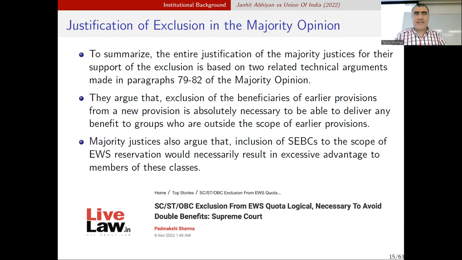So to summarize, the entire justification of the majority justices for their support of the exclusion is based on two related technical arguments made in paragraphs 79 to 82 of the majority opinion. They argue that the exclusion of the beneficiaries of earlier provisions from a new provision is absolutely necessary to be able to deliver any benefit to groups who are outside the scope of earlier provisions. They also argue that inclusion of scheduled castes, scheduled tribes, and OBC in the scope of EWS reservation would necessarily result in excessive advantage to the members of these classes. They refer to that as double benefits, right? And indeed you can see that discussion here. We are not doing it because there will be double benefits, and then the others wouldn't get anything meaningful. That's the argument. So what's going on?